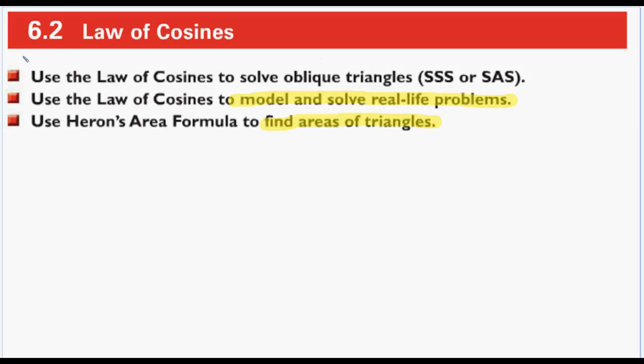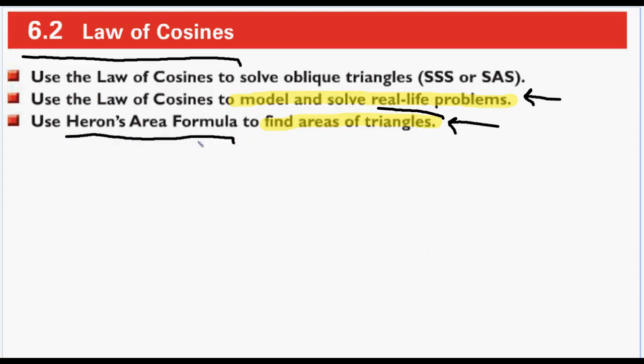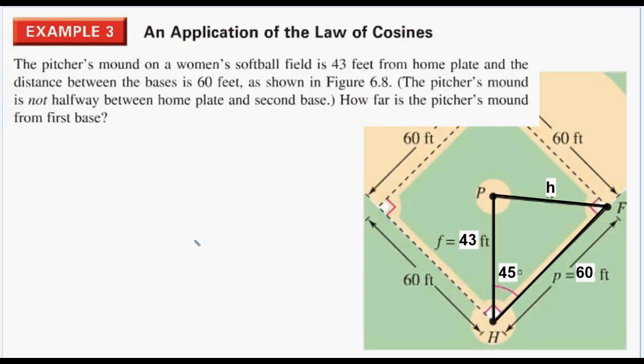In this one, we're going to wrap up section 6-2, the law of cosines. We will do an example and practice problem on a real-life type problem, and then we'll do an example and a practice problem on Heron's area formula. It's a new way to find area of a triangle based on the law of cosines.